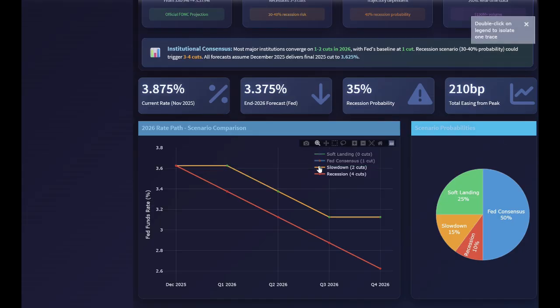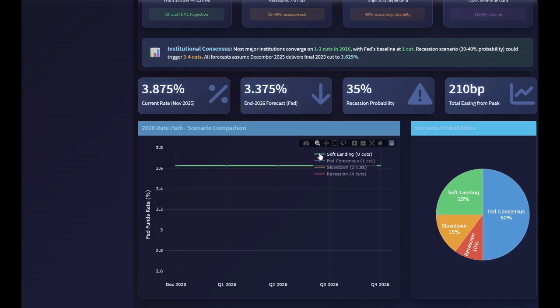So what does this look like on the various pathways? If you have a soft landing, there's not going to be any cuts, especially after the December cut. If there is a Fed consensus, there'd be 1 cut. If there's a slowdown, there'd be 2 cuts. And if there's a recession, there could be up to 4 cuts.